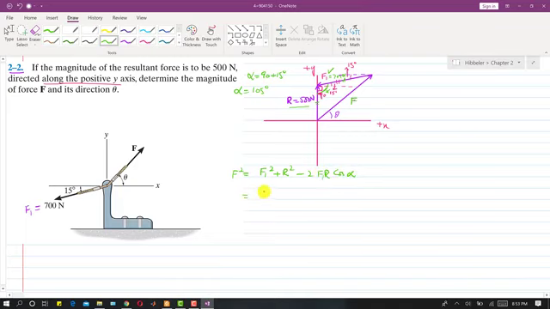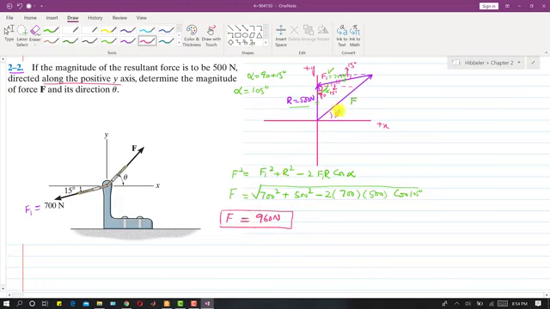If I put the magnitudes, this is 700 squared plus 500 squared minus 2 times 700 times 500 cos of 105 degrees, and we will take the square root in order to get the force magnitude, which is required. If I solve this using a calculator, we will get the magnitude of this force. So this force is approximately 960 Newton. So this is the magnitude of that force.